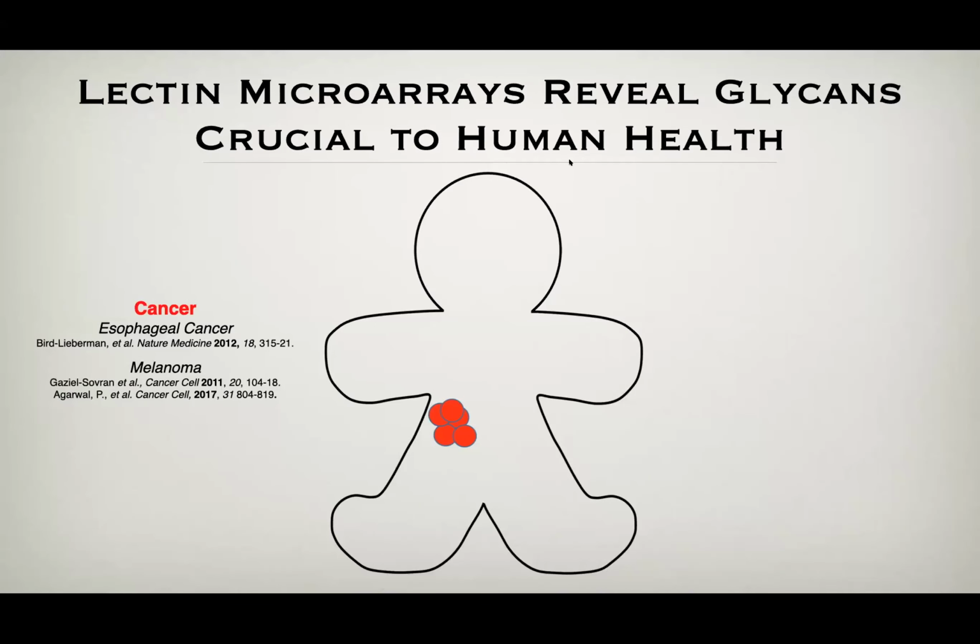Lectin microarrays are really important in terms of being able to get really rapid glycomics. And so I'm going to tell you a couple brief vignettes of things that we've done in the lab. So we've used them, for example, to look at cancer.